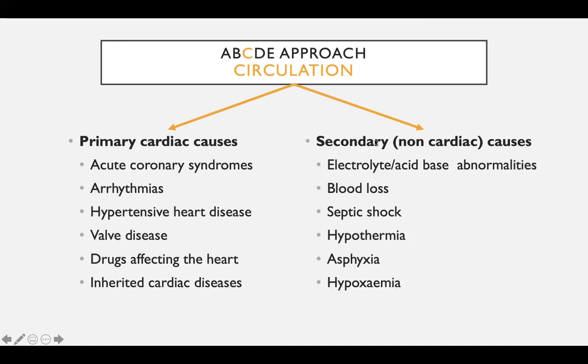And then in the secondary non-cardiac causes of circulation issues, we've got acid-base and electrolyte imbalances, which can cause arrhythmias, blood loss or hypovolemia, septic shock, hypothermia, asphyxia, so that's strangling or suffocating, and hypoxemia, so any cause of low oxygen levels.